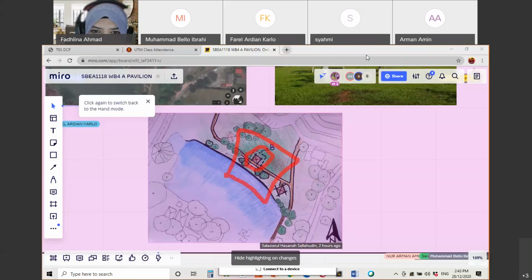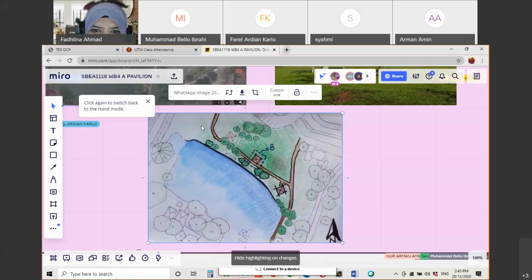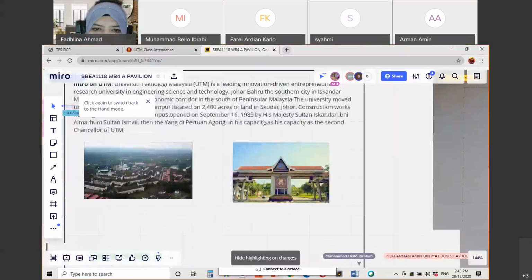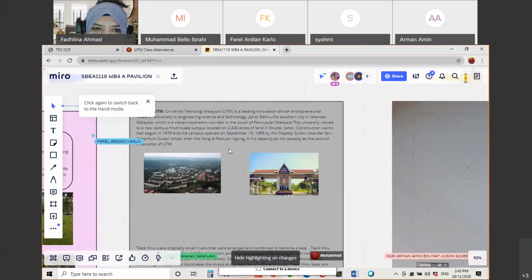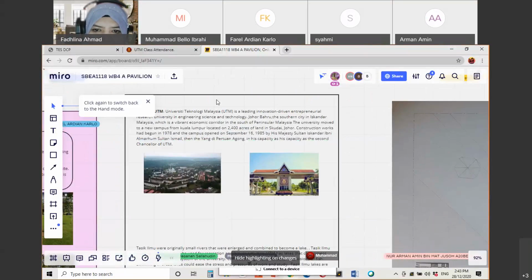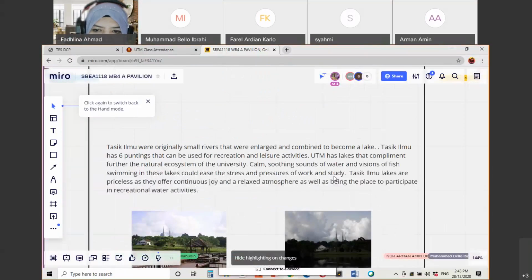Alright, okay. Same as Shahmi. What you need to add on is more explanation on UTM-CP. It's not on UTM-K, okay? And then the explanation on the lake itself, so that it can be used for your presentation boards later. It can be shared. Okay, Shahmi?